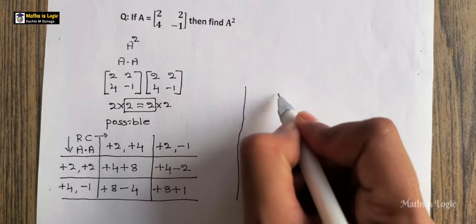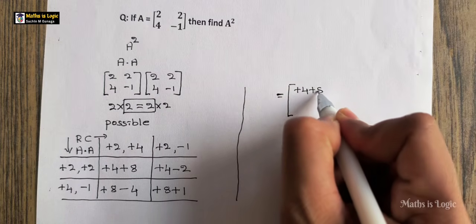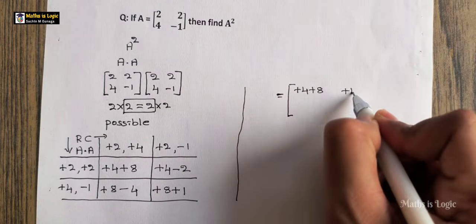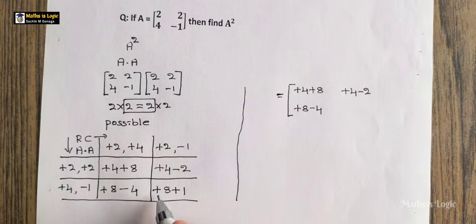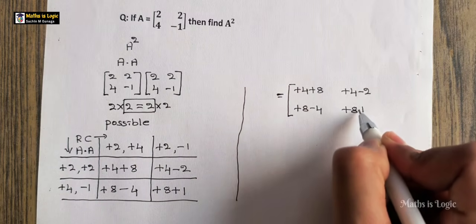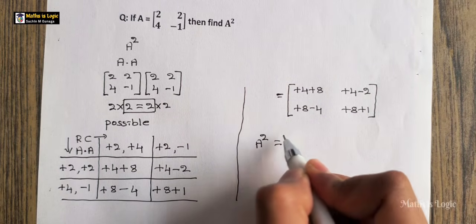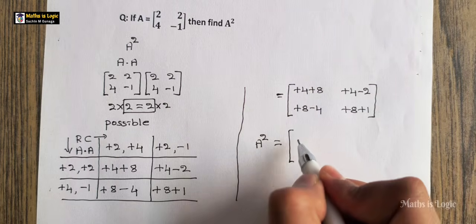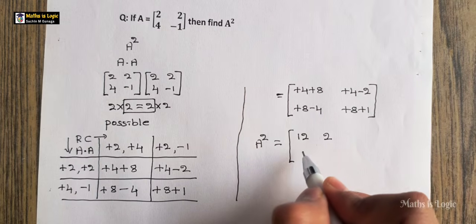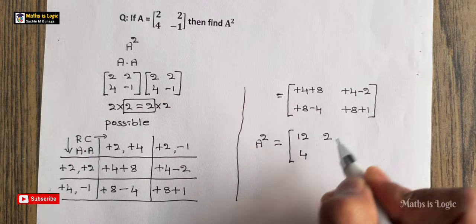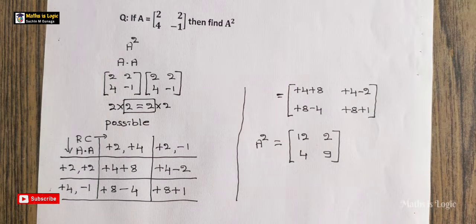Therefore, in matrix form, it is equal to: plus 4 plus 8, next plus 4 minus 2, next plus 8 minus 4, next plus 8 plus 1. Therefore, A square is 4 plus 8 is 12, 4 minus 2 is 2, 8 minus 4 is 4, 8 plus 1 is 9. So this is the value of A square.